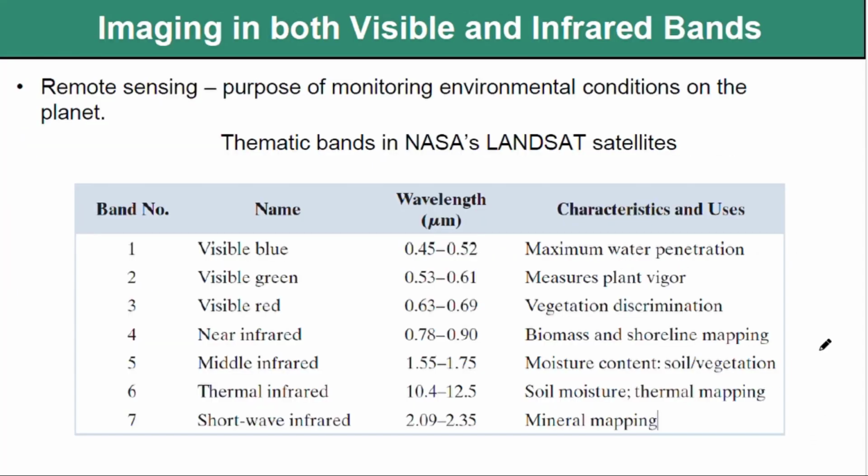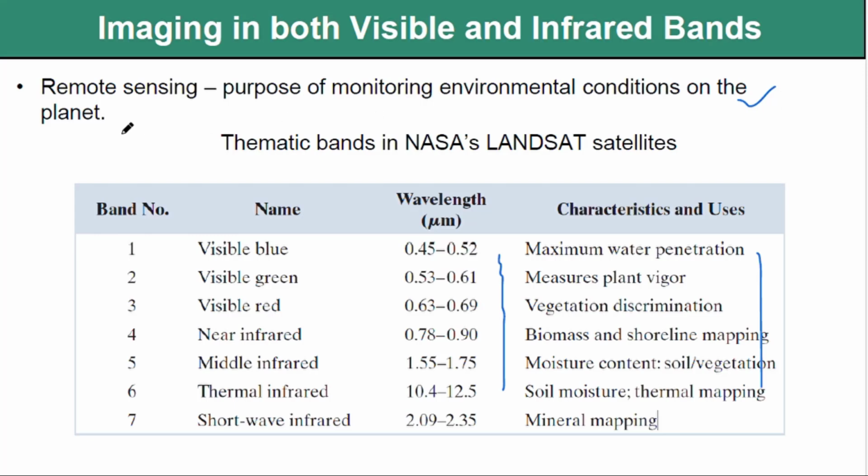Now it is imaging in both visible and infrared bands. Here the imaging is by both visible and infrared rays. Totally the visible and infrared band is divided into 7 bands. These are called thematic bands in NASA's Landsat satellites. The names of the bands are visible blue, visible green, visible red, near infrared, middle infrared, thermal infrared, and shortwave infrared, and these are the wavelengths and these are the characteristics and uses. So now these thematic bands are used in remote sensing concept.